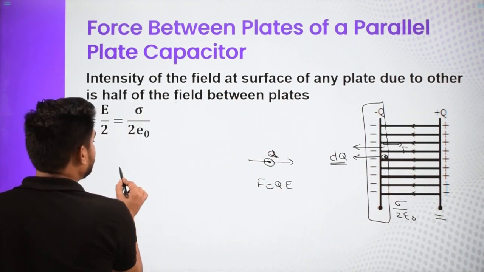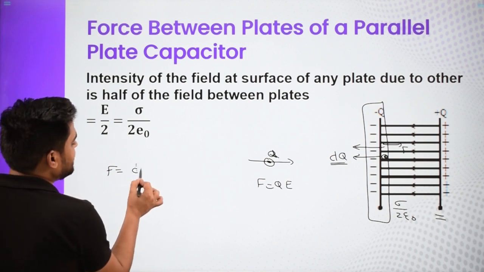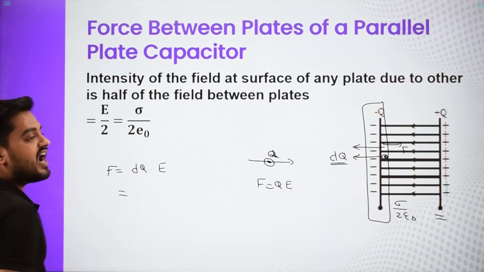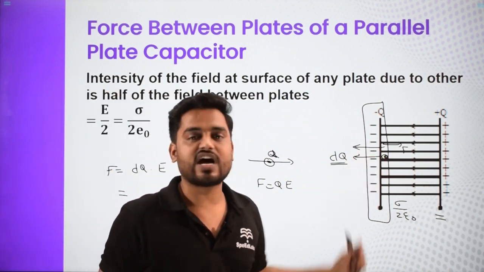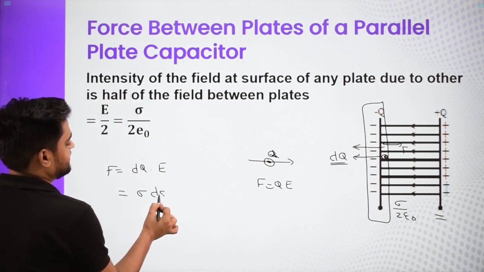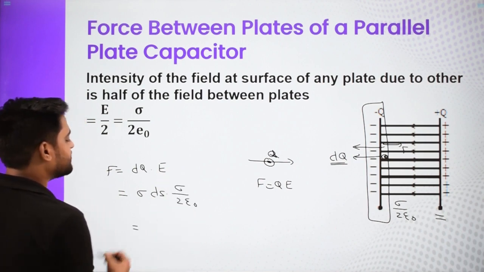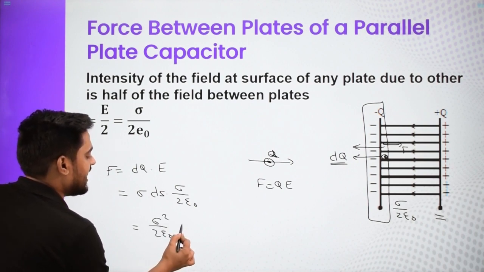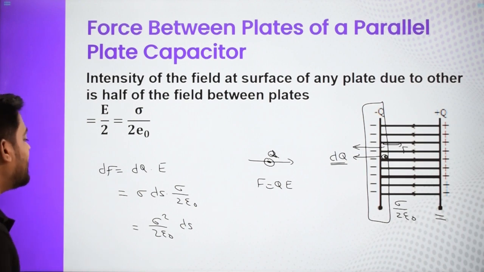So now if someone asks what the force is, we will say force is nothing but charge dq into electric field E. What is that charge dq? If we are talking about a very small area ds on the plate on which this dq charge is lying, then dq is sigma times ds, times the electric field sigma by 2 epsilon naught, and that gives me sigma square by 2 epsilon naught times ds. This is my dF.